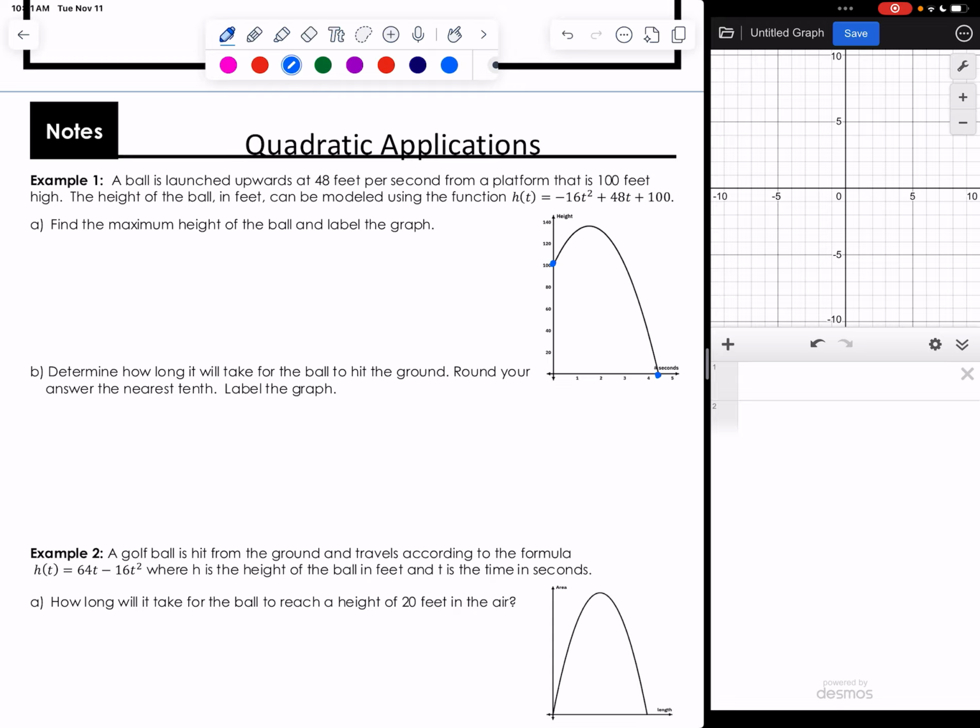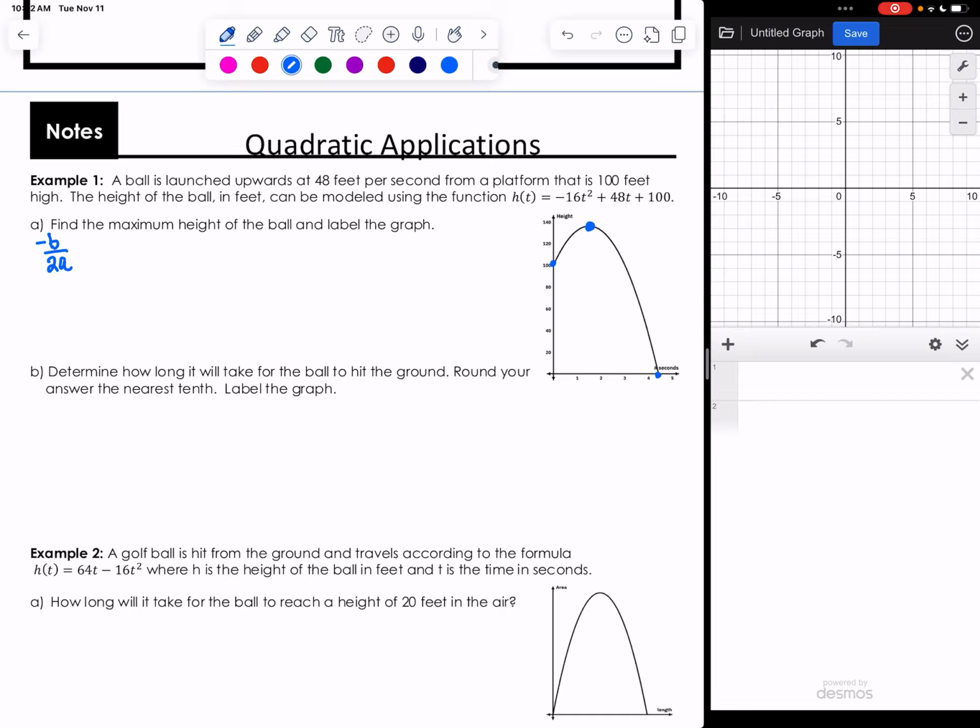In part A, they want us to find the maximum height of the ball and label the graph. So the maximum height of the ball would occur right here on the graph. And the maximum height of the ball is just another phrase for the vertex. And we can find the vertex using the formula opposite B divided by 2 times A.